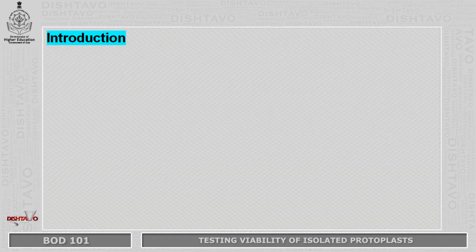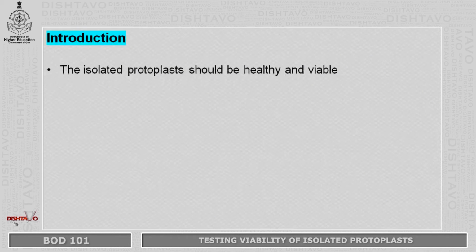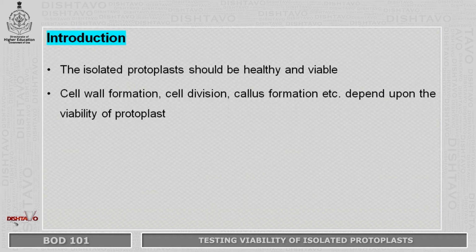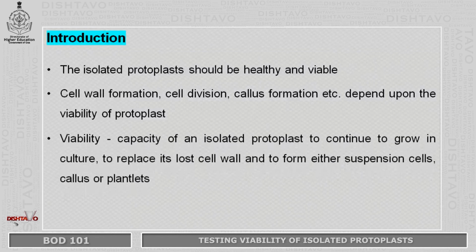Isolated protoplasts are used for somatic hybridization. Therefore, the isolated protoplast should be healthy and viable. Cell wall formation, cell division, callus formation, etc. depend upon the viability of protoplast. Viability can be defined as the capacity of an isolated protoplast to continue to grow in culture, to replace its lost cell wall, and to form either suspension cell, callus, or plantlets.